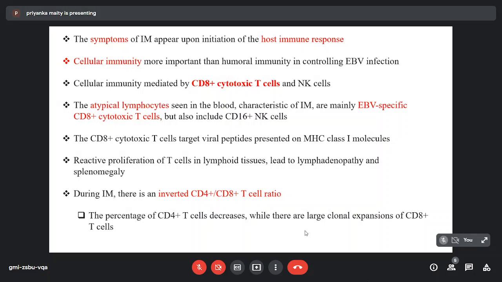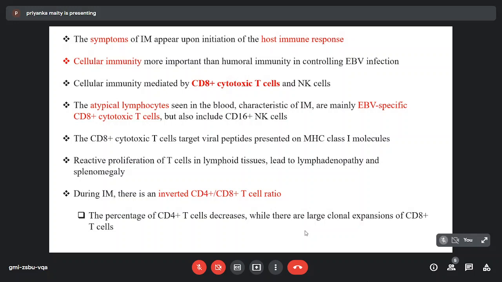Cellular immunity is mediated by CD8 positive cytotoxic T cells and natural killer cells. The atypical lymphocytes seen in the blood, characteristic of IM, are mainly EBV-specific CD8 positive cytotoxic T cells, but also include CD16 positive natural killer cells. The CD8 positive cytotoxic T cells recognize viral peptides presented on MHC class 1 molecules.